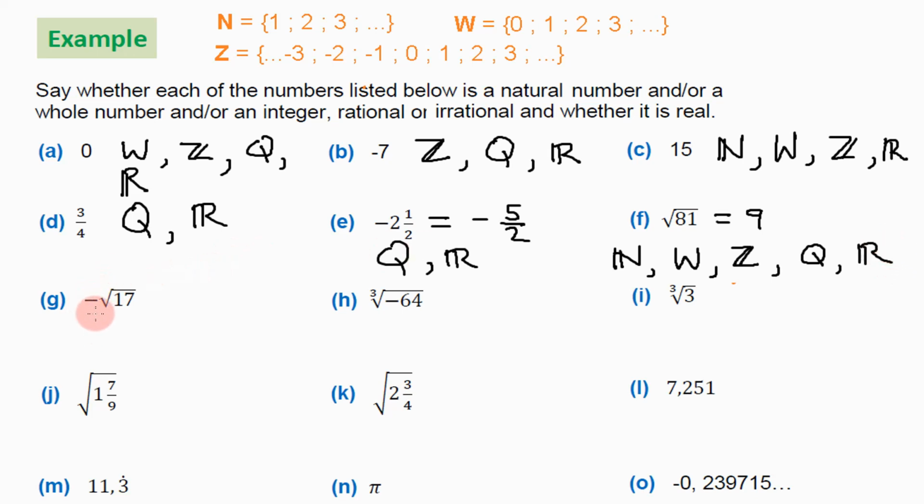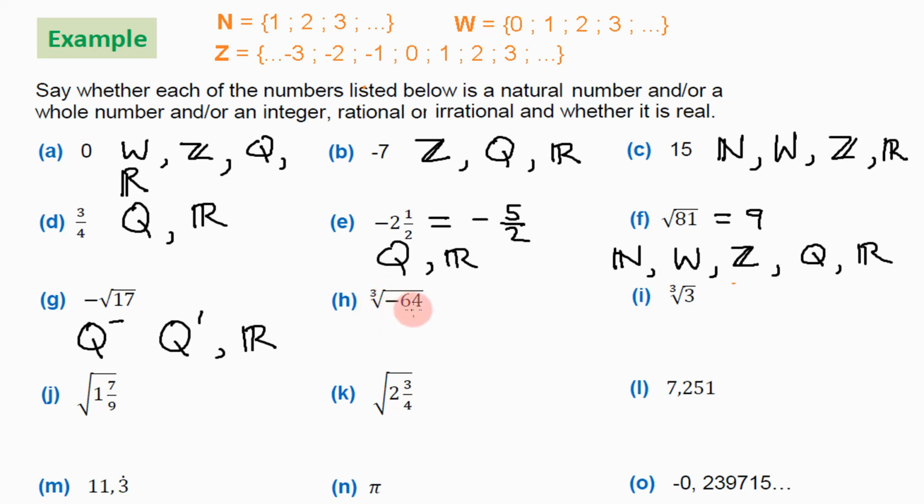Then in G, we have negative the square root of 17. It's clearly none of these three number systems. It's a square root of a number that's not a perfect square. And that means that it's irrational. So we can either write Q minus, or we can write Q prime. Any of these two symbols we can use for irrational numbers. So it's irrational, and we know that all irrational numbers are also real.